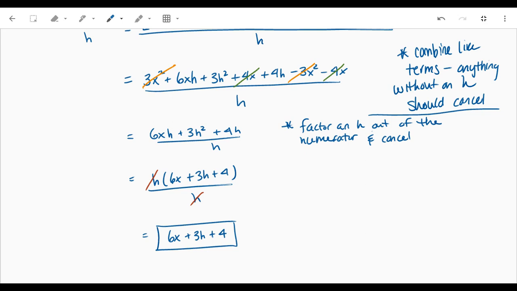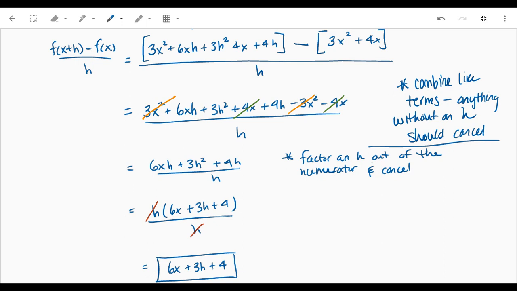And again, these two asterisks every single time. Once you expand and combine your like terms, anything without an h should have canceled. So if you have anything left that just has x's in it and no h's, you know you made a mistake. And then that allows you to factor an h out of the numerator and cancel it with the one that's in the denominator.